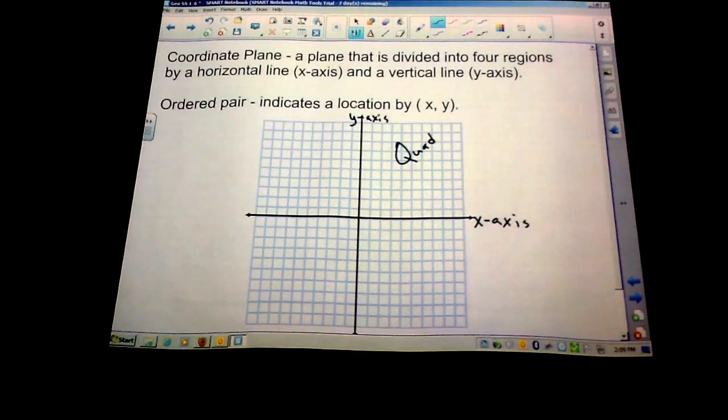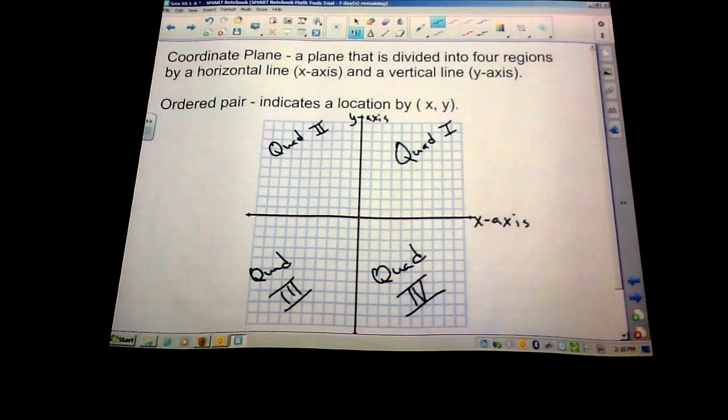So this would be quadrant 1. This would be quadrant 2. This would be quadrant 3. And your final quadrant would be quadrant 4. This point right here in the middle, we call that the origin. And then locations around the coordinate plane are marked by ordered pairs.